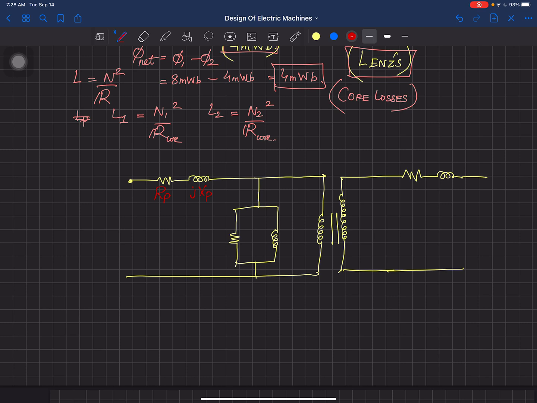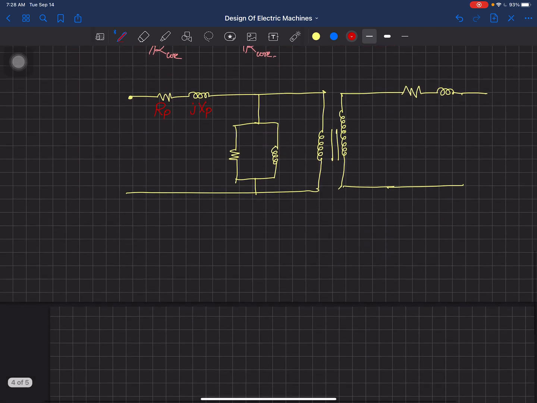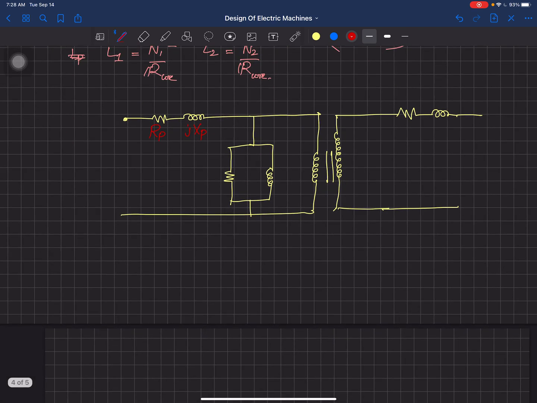JXP. And this JXP, if you remember it, this is the same phi LP. So this was making it in series over there. So larger the current, the larger is going to be the leakage flux also. Similarly, this was RS and this was JXS over there. This one was R0 or RC, whatever you want to write, it's totally up to you. And this was JXM. And certainly this is the ideal transformer with a turns ratio of A/1.